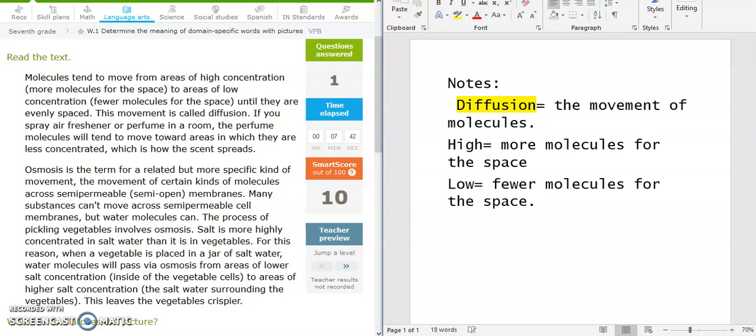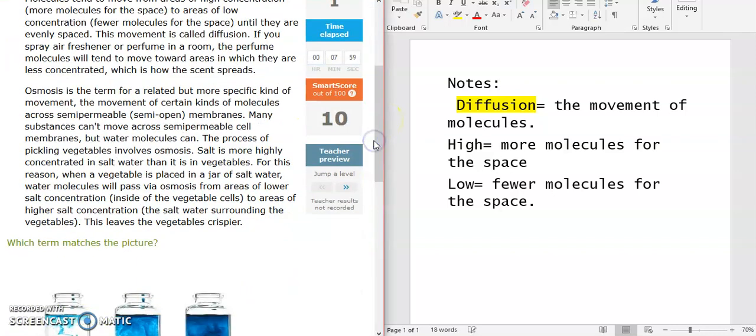So I will keep reading. If you spray air freshener or perfume in the room, the perfume molecules will tend to move toward areas in which they are less concentrated, which is how the scent spreads. Oh, okay. So if I spray my air freshener into the room, it's really concentrated when it comes out of the spray nozzle. So then it diffuses. It ends up going where the perfume isn't. All right? So let's look for our second term. I see it right here. It says osmosis.